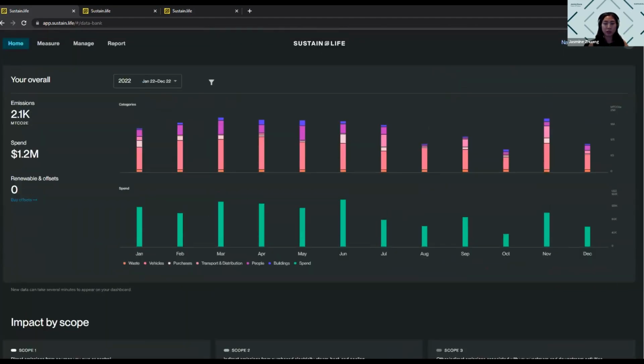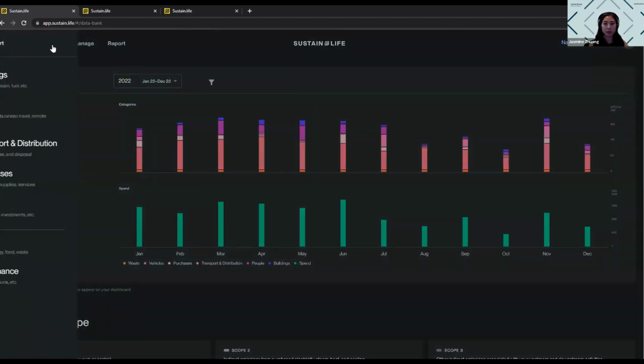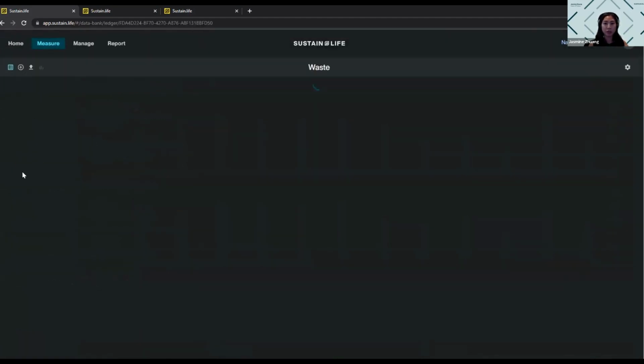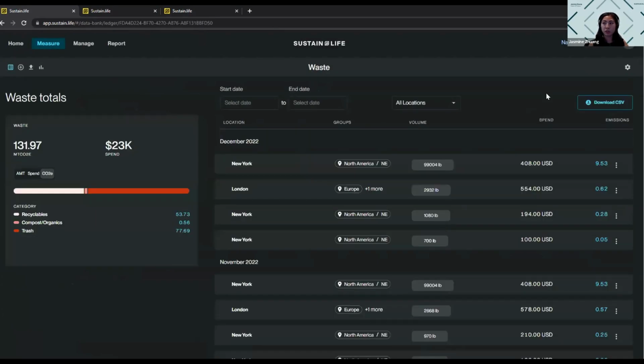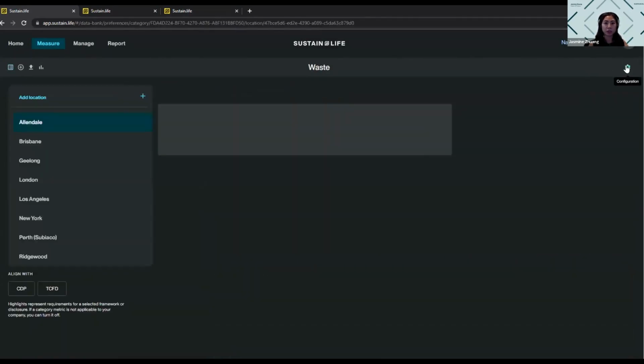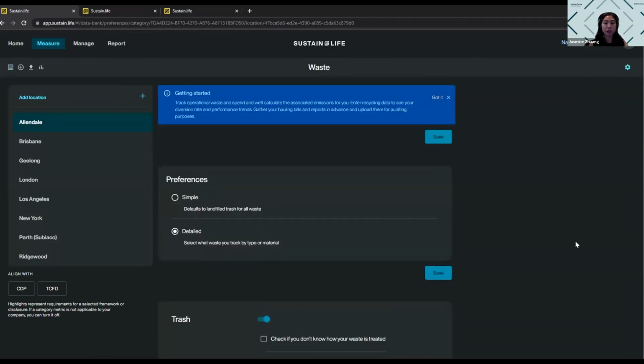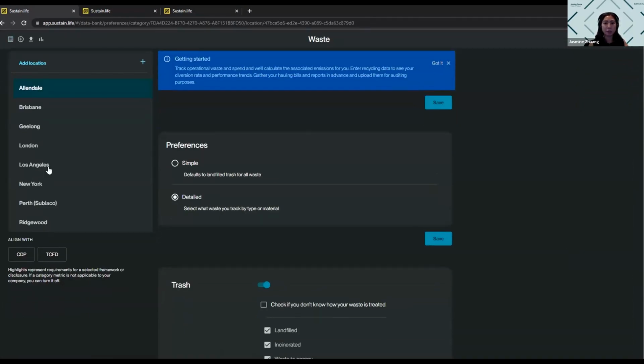So from here, I'll go directly into the waste calculator, which you can navigate to here. The very first thing you'll do is set up each of your locations. And this makes sure that each of your location preferences represents and reflects the setup that you have. So for example, let's pull up your Los Angeles location.